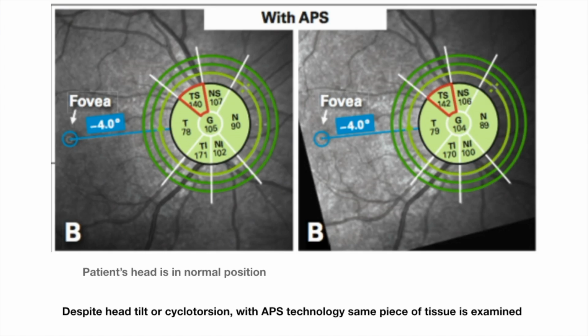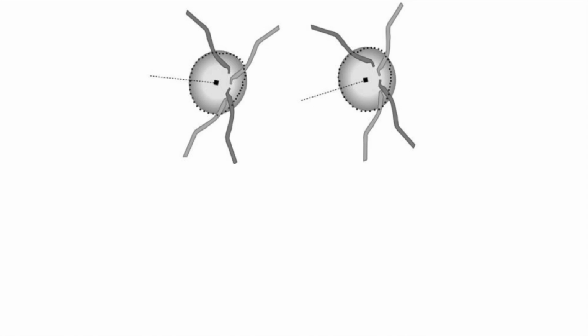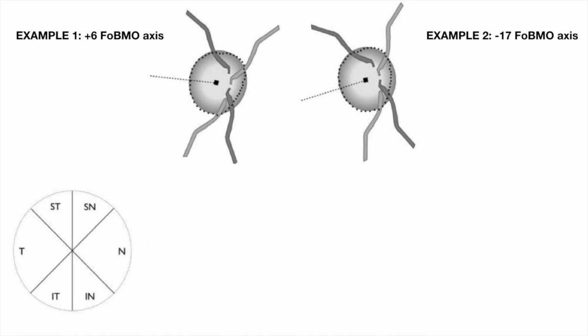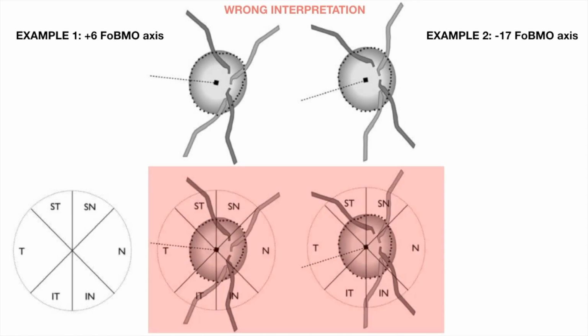This is the same example now applied with APS technology. Head tilt or no head tilt, the superior temporal quadrant remains the same. Impact of fovea BMO axis. Example 1, +6, where the fovea is above the BMO center. Example 2, -17, where the fovea is below the BMO center.